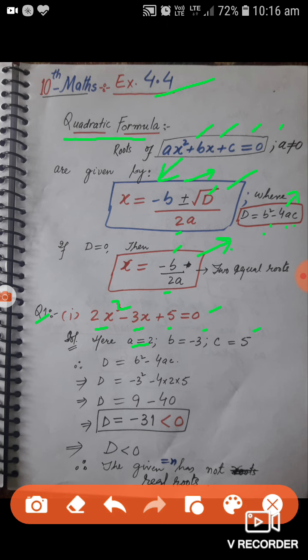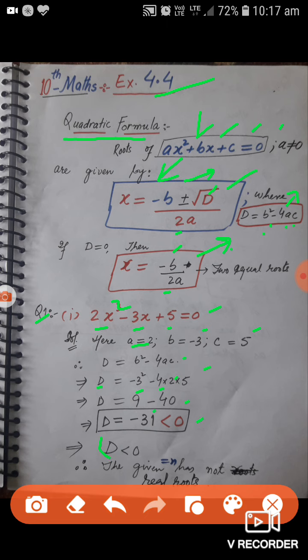If compared with the general quadratic equation ax square plus bx plus c equal to 0, we can find the values of a, b and c. Now we know that discriminant is equal to b square minus 4ac, where b here is minus 3, so we write minus 3 whole square minus 4 into 2 into 5, that is, we get D equal to 9 minus 40, that is D is equal to minus 31, that is D is negative, less than 0.